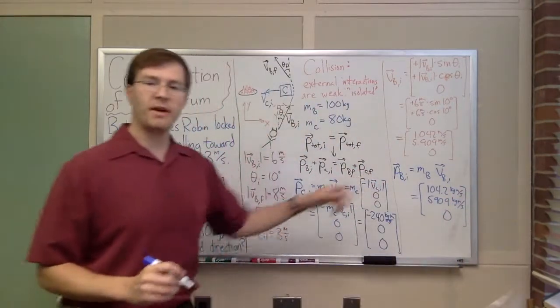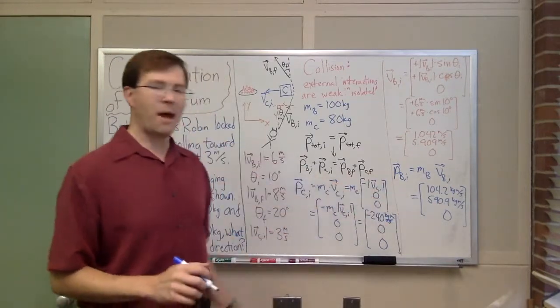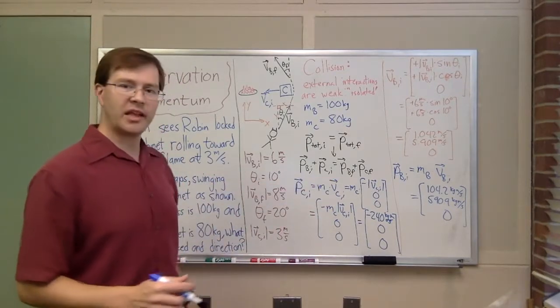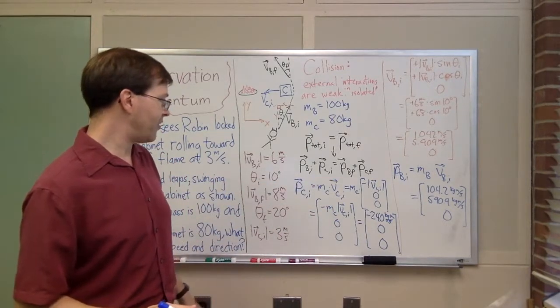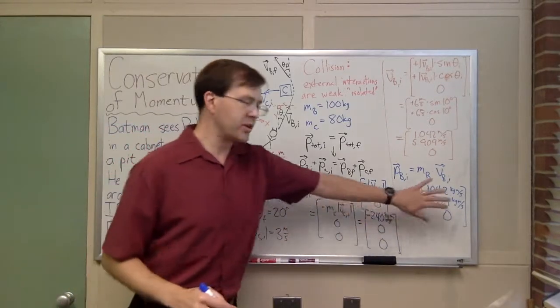So I have the initial momentum of both objects, of the cabinet with Robin in it and of Batman. If I really want to, I could even add these together. Oh, I didn't do that in advance. Maybe I don't want to do that to myself. I could find the total initial momentum if I wanted to by adding these two together.